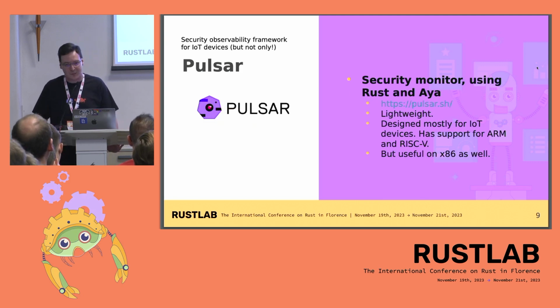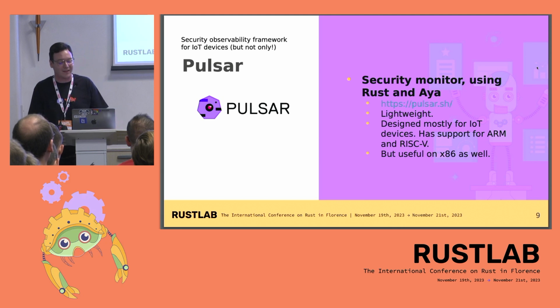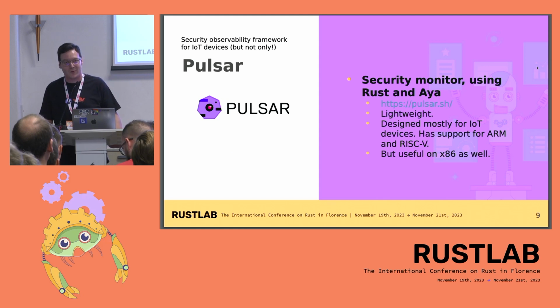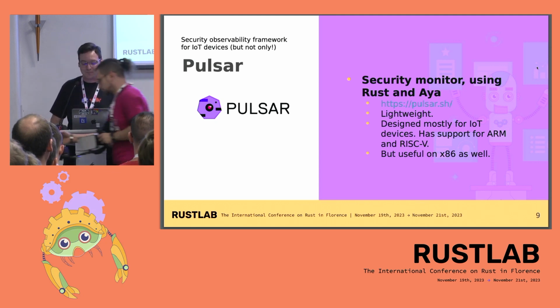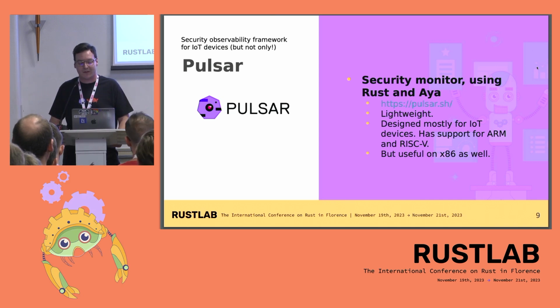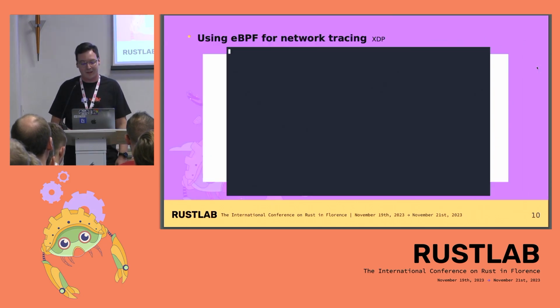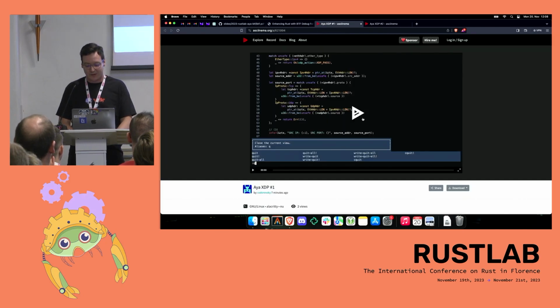And one of the prominent projects using Aya is a tool called Pulsar, which is developed by Exein, and it's a lightweight security monitor designed mostly with IoT devices in mind. But even though it's designed mostly for IoT, it works on x86 as well. We are just taking care of keeping it small and always making sure that it compiles on multiple architectures. And a little demo of how BPF works.